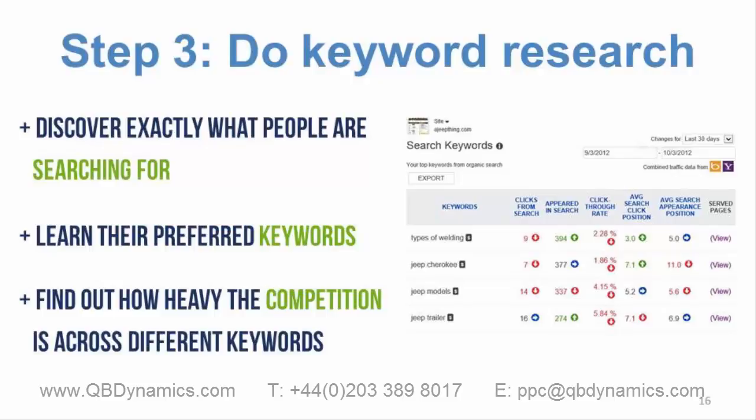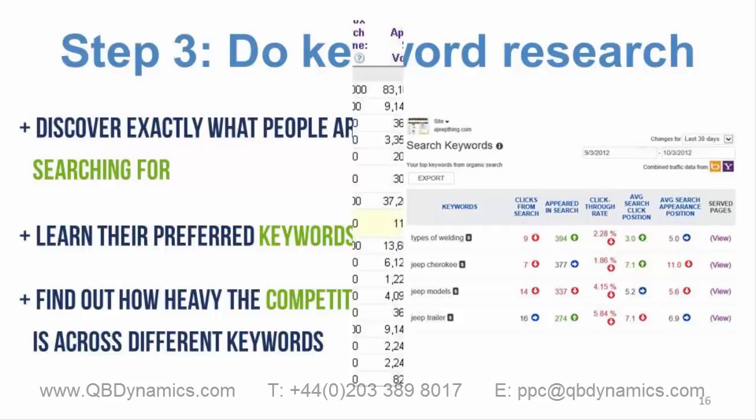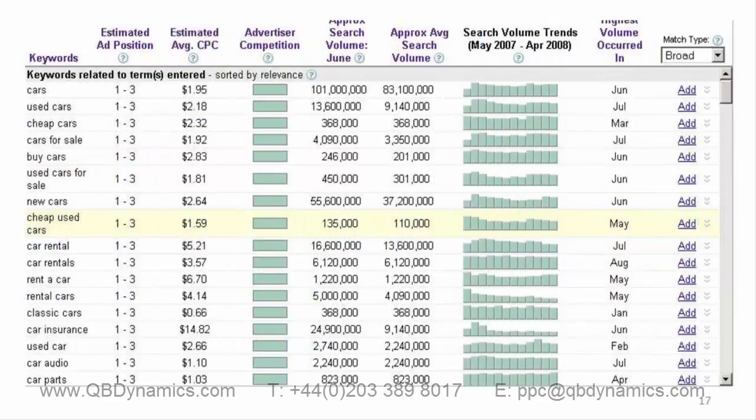Now again, find out how heavy the competition is for each of those keywords. You can see here that this is from the inside of Google. Google changes up their tools for doing keyword research all the time. Here's a screenshot about cars. It shows you the new cars, used cars and cheap cars. You can see the estimated average cost per click. This is how much they estimate it will cost you to get a click for these keywords.